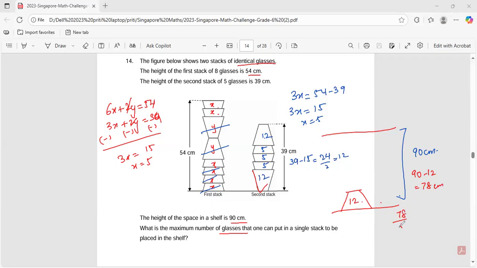Now each length of the other glasses is 5. So 15 glasses, that will be 75, right? And so 3 centimeter would still be left over because the glass will not fit in. So you have 15. But 15 is not my answer because we have not counted this one glass. Okay, so the maximum number of glasses that you can put on the shelf is 16. So the answer is 16.